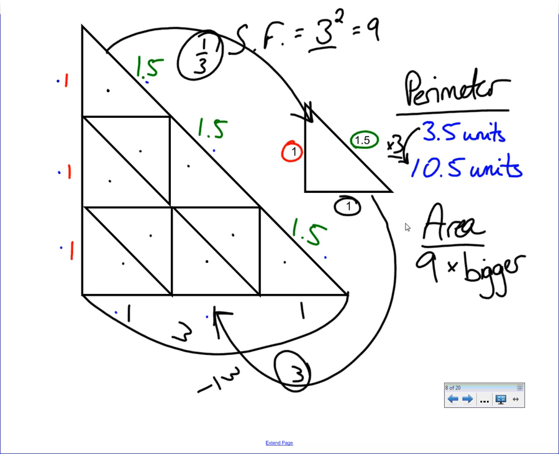Okay, so to make things bigger, it's more than 1. To make things smaller, it's less than 1. To find the area, square it, it's fun. Scale factor, scale factor. What a beautiful song.